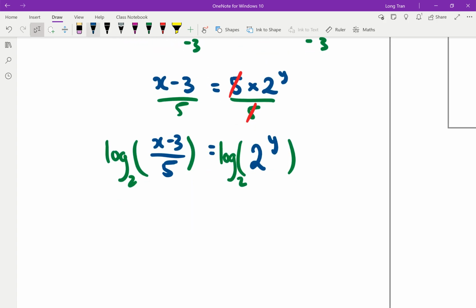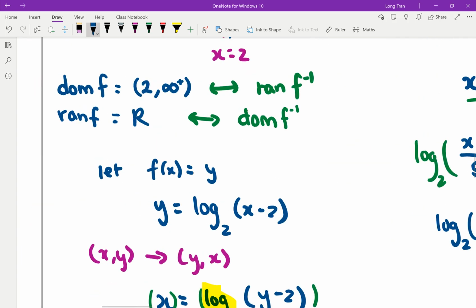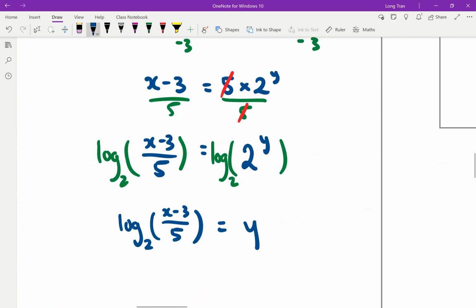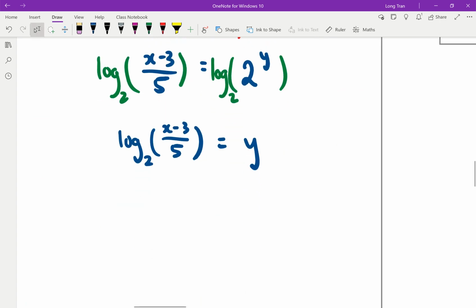Okay, so I'm just doing the same thing, and that gives me now log base 2 of x minus 3 all over 5 is equal to, and these two cancel out. I'm just going to leave it there, just cancel out, and you get y. I just want to leave the working solution so you can see what I'm doing there. And that is technically my inverse function there.